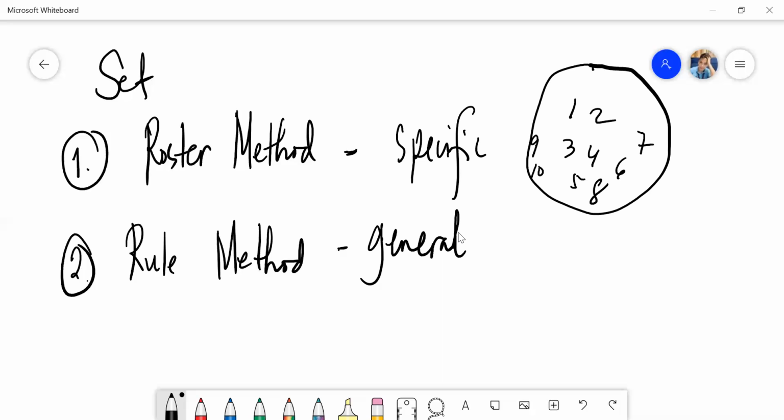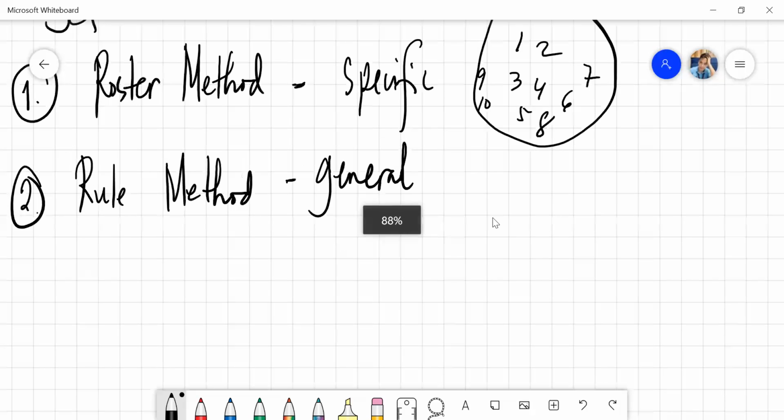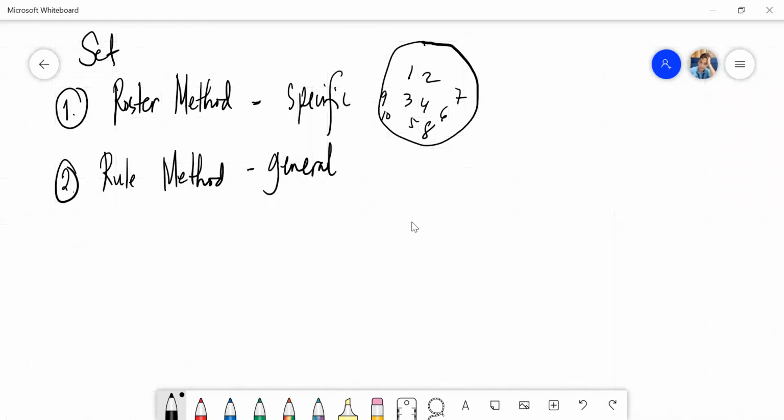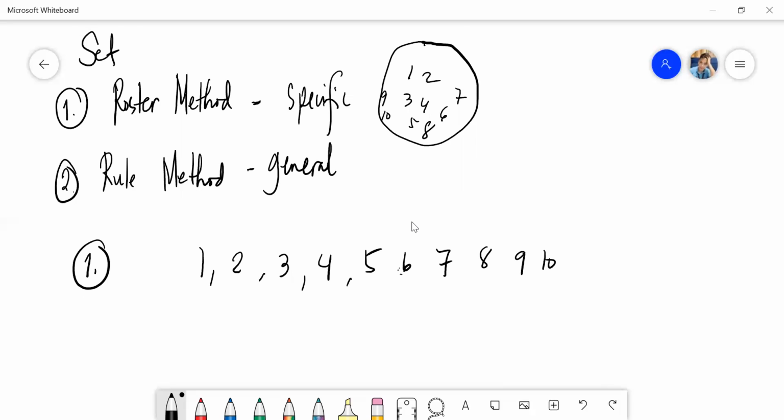So in order for us to write that collection in the roster method of writing a set, we can write 1, 2, 3, 4, 5, 6, 7, 8, 9, 10. We will separate them by commas and we will place this in braces. So that's it. We are only enumerating the elements inside a set.